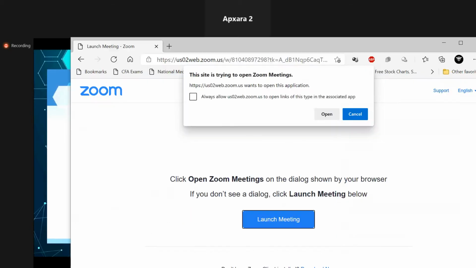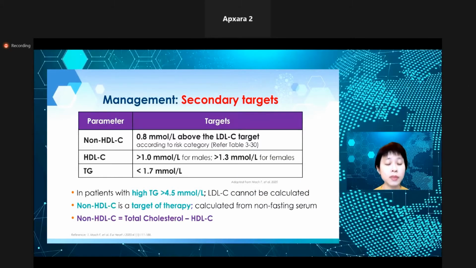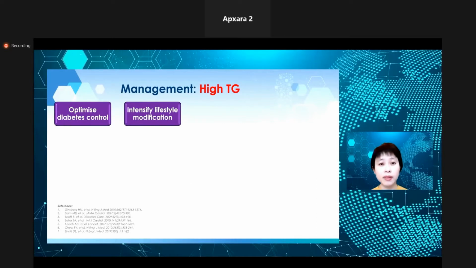HDL cholesterol is the secondary target for therapy, and this is particularly helpful in patients with high TG where LDL cholesterol cannot be calculated. The non-HDL cholesterol can be obtained by subtracting HDL cholesterol from total cholesterol, and the target for them can be easily remembered as 0.8 mmol/liter above the individual LDL target for the cardiovascular risk category, as shown before.